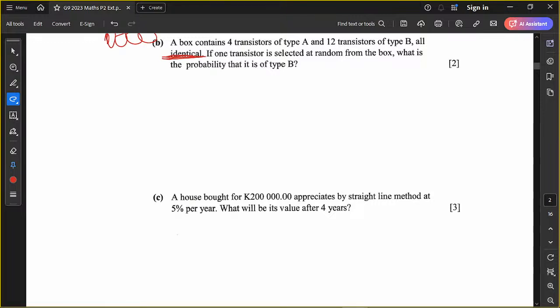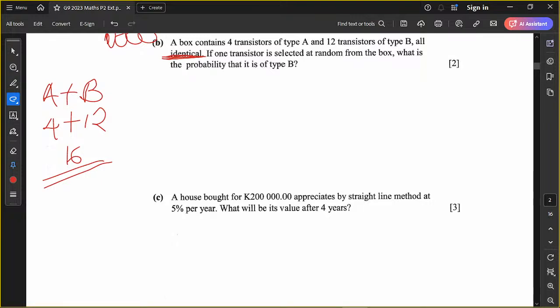Okay, so we have got type A and type B in the bag. Now, how many are type A? There are 4, plus how many are type B? There are 12. So altogether in the bag there are 16 transistors. Okay, so how can we get the probability?